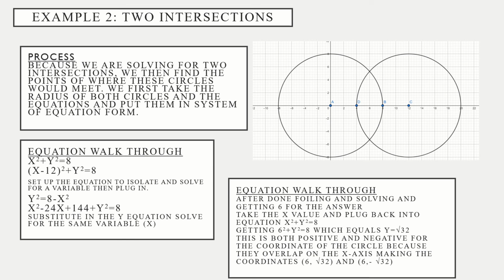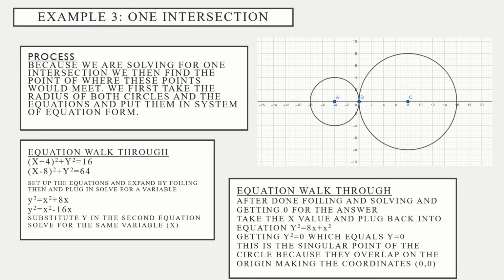Then you take this x value and plug it into the original equation, x^2 + y^2 = 8. You plug it in for x, and then you should get y is equal to the root of 32 when you're done solving for that. This is both positive and negative because we're trying to solve for these two intersections right here and here. So one would be positive and one would be negative. It would still be 6, but the y coordinate would change positive and negative. So you should get (6, root 32) and (6, negative root 32) for this set of intersecting circles.